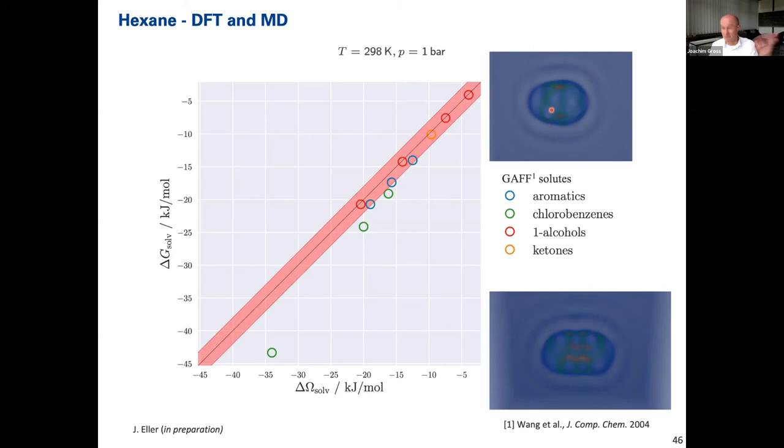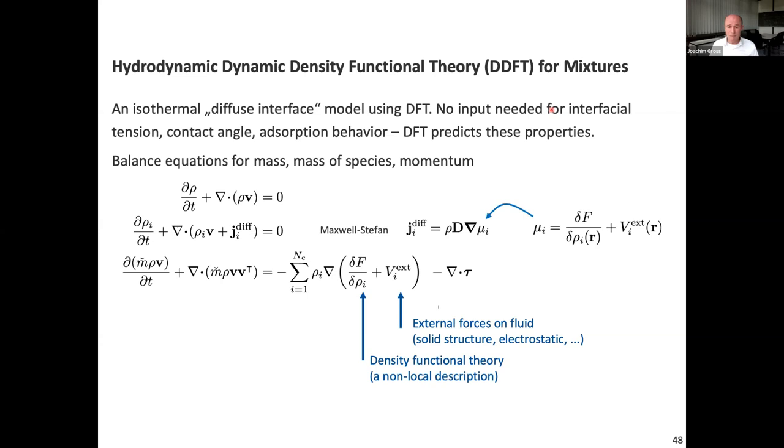The last bit is an outlook, essentially. The density functional theory can also be used to model fluid mechanic problems, if you will, like coalescence behavior or flow in porous media. So the balance equations are given here. This is a mass balance and a component balance. And in the component balance, the density functional theory enters, and that is because it's a driving force for diffusion.